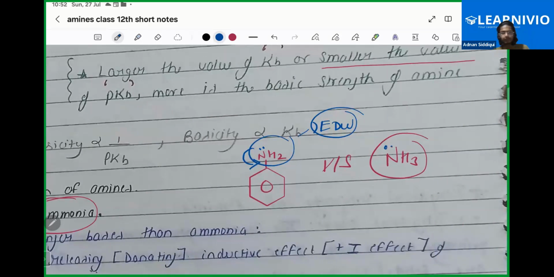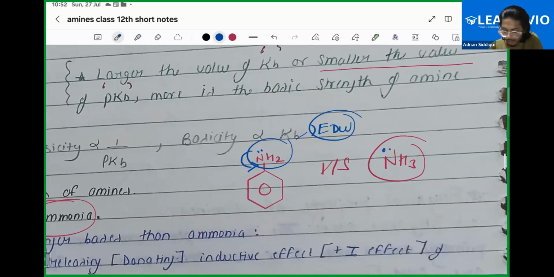Suppose you have money and you have invested your money in some stocks. This nitrogen had some lone pair on it, but it has invested it into the benzene ring. But the other person, who is not investing, has his money safe in his locker. So out of these two people, which one will be able to use that money more easily? The second one. So which one is going to act as a stronger base? Ammonia, yes, ammonia.